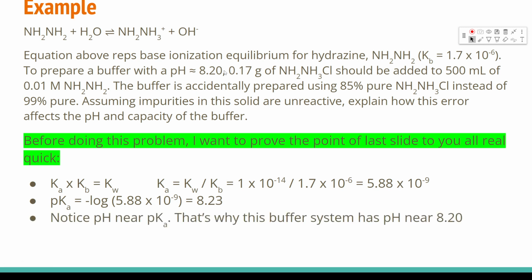And so notice the pH that we want to get to is 8.20. 8.23 is pretty close to 8.20. And so that's why we're going to use this as a buffer because, again, the Ka value, or the pKa value, is close to the pH value. And so that is why this hydrazine/hydrazinium buffer system is going to be used to try to get to this pH. Because again, we want to get as close as we can to this pH by looking at the pKa. So that is why. Cool.